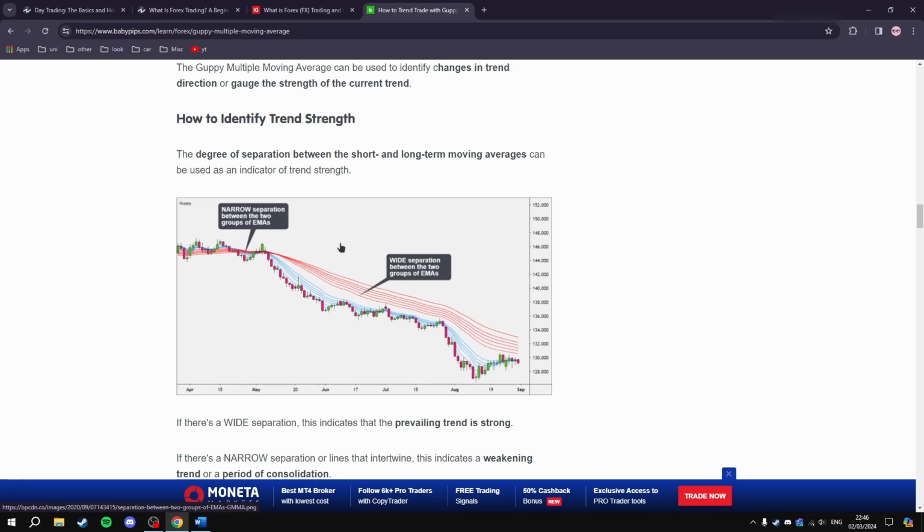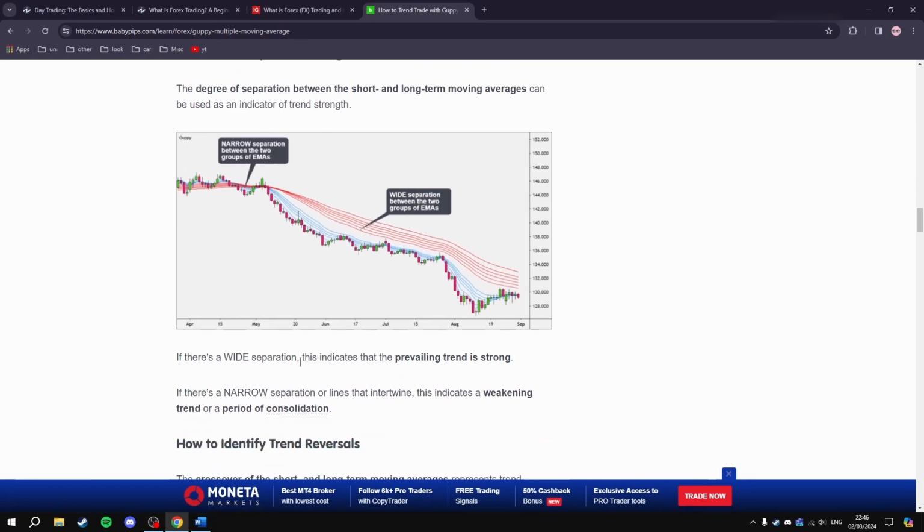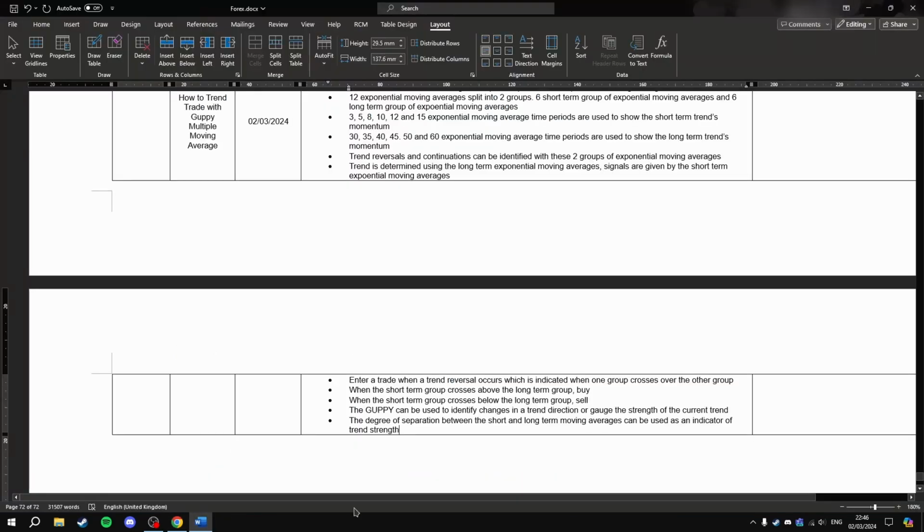Narrow separation between the two groups of EMAs, I'm assuming that means a strong strength. Wide separation, that means a weaker strength. If there's a wide separation, this indicates that prevailing trend is strong. Oh, never mind. If there's a narrow separation with lines that intertwine, this indicates weakening trend or period of consolidation. Never mind then. Completely opposite to what I said.